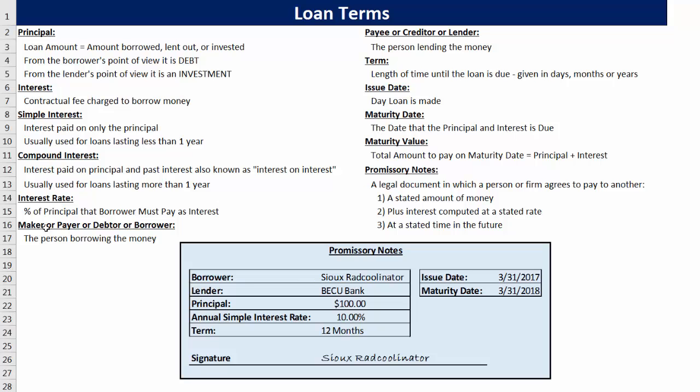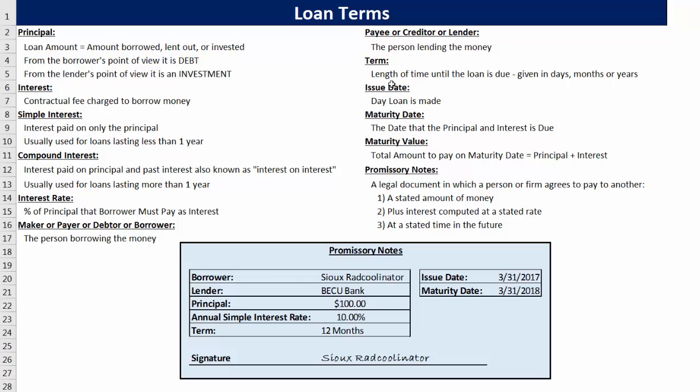Now, interest rate, it's always going to be some percentage of the principal that the borrower must pay back as interest. The maker or payer or debtor or borrower, that's the person borrowing the money. Here, the borrower is Sue Radkulinator. And Sue signed her name down at the bottom. Payee or creditor or lender, that's the person lending the money. In this example, BECU, Boeing Employees Credit Union Bank, is the lender.